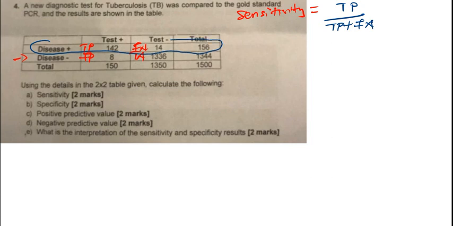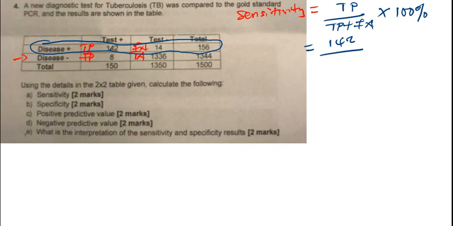So we are looking at this one. The true sensitivity is true positive divided by true positive plus false negative. It's always in percentage, so you need to do times 100%. The true positive we have is 142. The total they have already given us, so there is no need for us to struggle.